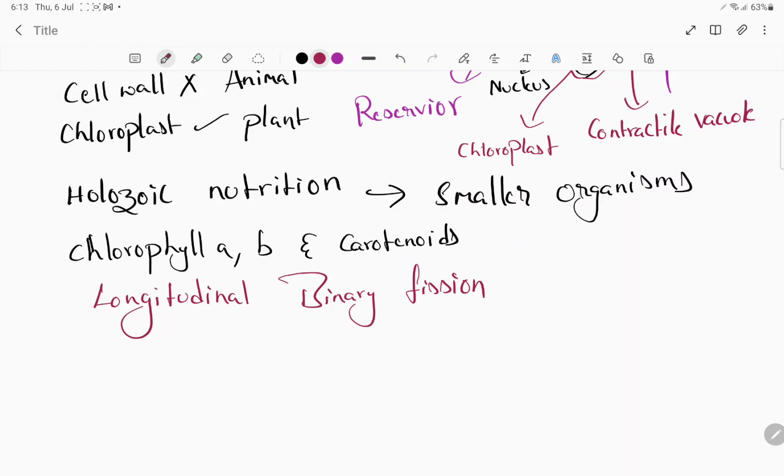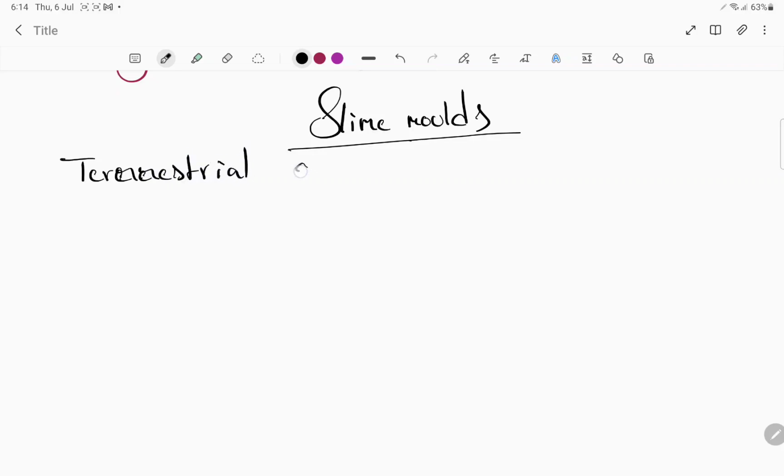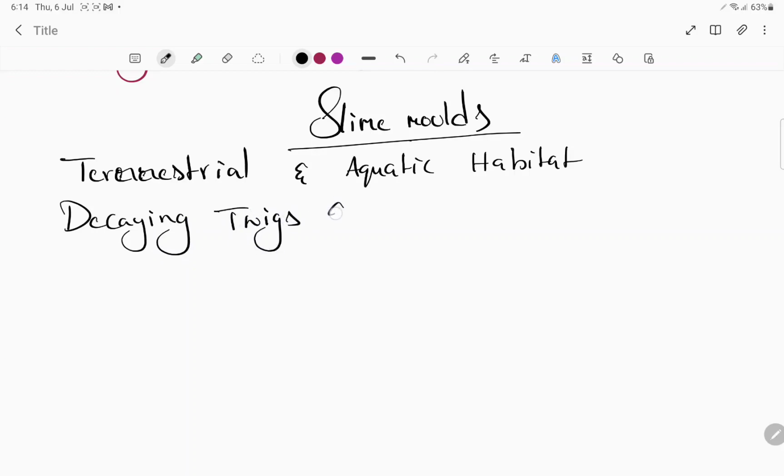And next, coming to the other category, that is slime molds. So what are these slime molds? They are found in terrestrial and aquatic habitats. These are fungi-like. They live in decaying twigs and leaves. They engulf small organic matter, which is the source of food. They can ingest smaller organisms and behave as consumers also. The organisms are a slimy mass of protoplasm.